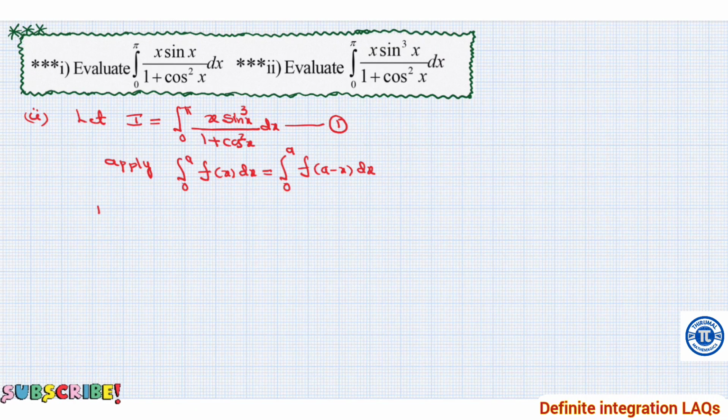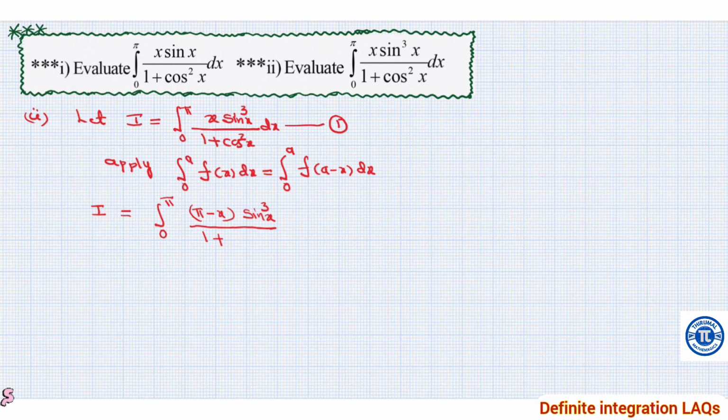Okay, so equation number 1 implies I is integration 0 to pi, with x replaced by pi minus x. Sin 180 minus theta, then we get sin x again, so we get here sin cube x by 1 plus cos 180 minus theta, which is minus cos theta, but here it is a square term, so minus cos x whole square is plus cos square x dx. Let this be equation number 2.